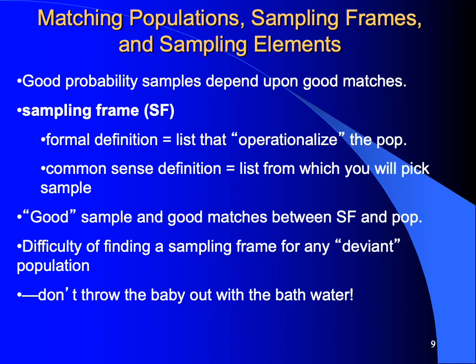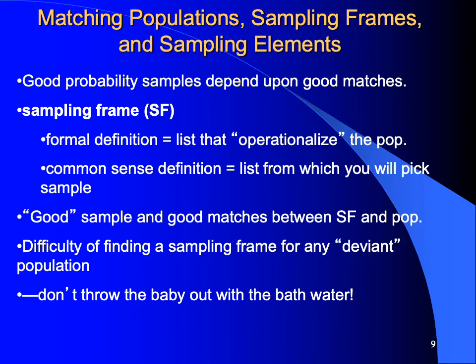Now let me explain what a sampling frame is. A formal definition would be something along the line of this: it's a list that operationalizes our population, and it closely approximates all of the sampling elements in our population. When we do this, we've created a sampling frame. A more common sense definition is a sampling frame is the group from which I will pick people to be in my study. You have to have a list that approximates your population. That's called a sampling frame. And from that list is how you pick people to be in your study.